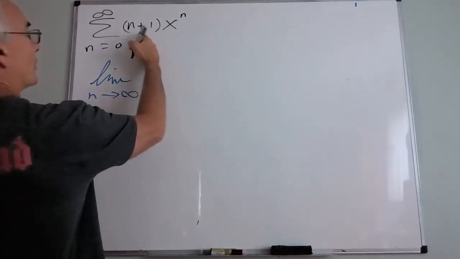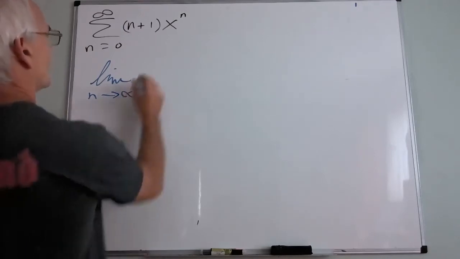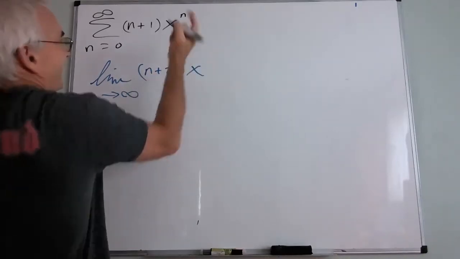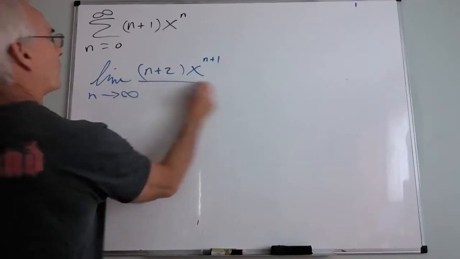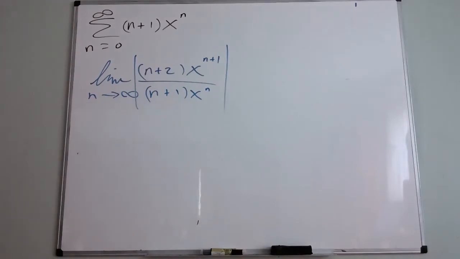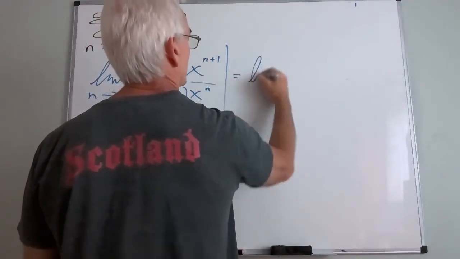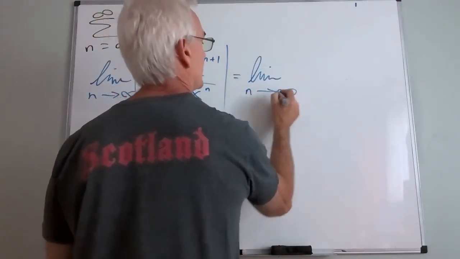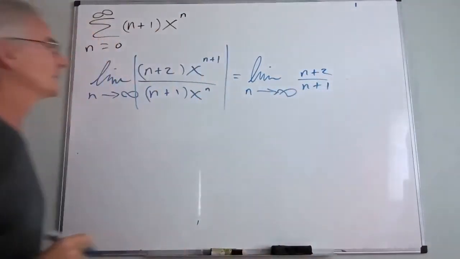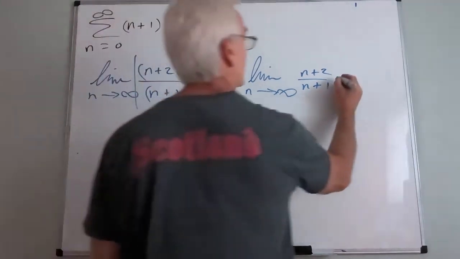All right. So what's the n plus first term? Let's keep it simple: over n plus 1, x to the n. Well, that one doesn't look so bad, does it? That actually is kind of easy. So this is going to equal the limit as n goes to infinity of n plus 2 over n plus 1, times the absolute value of x.